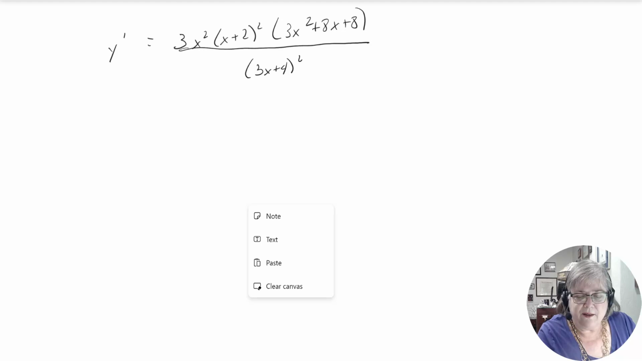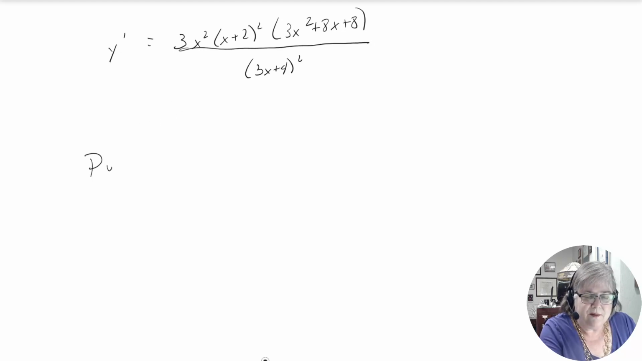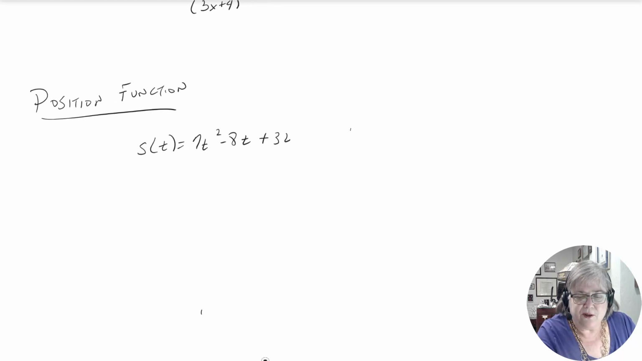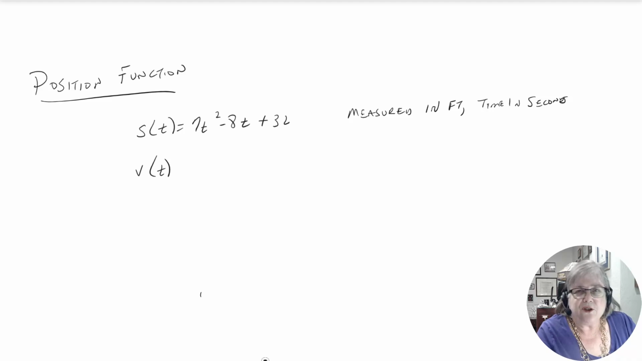Okay. Now, one of the things that you'll use these for sometimes are position functions. So if you were given a position function, and let's say it's s of t is equal to 7t squared minus 8t plus 32, all right, where the position is measured in feet and time is in seconds. Okay. If I take the derivative of a position function, that talks about how quickly you're changing your position. So think about it like going to work or going to school or going to the store. You would go from one position to another, and the speed at which you are changing positions is your velocity.